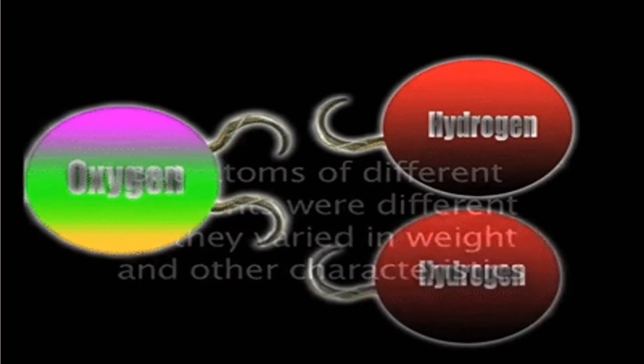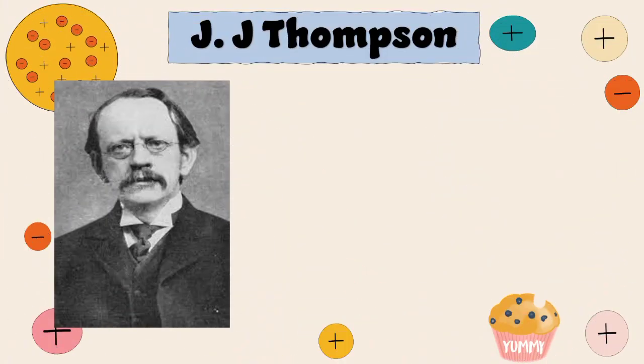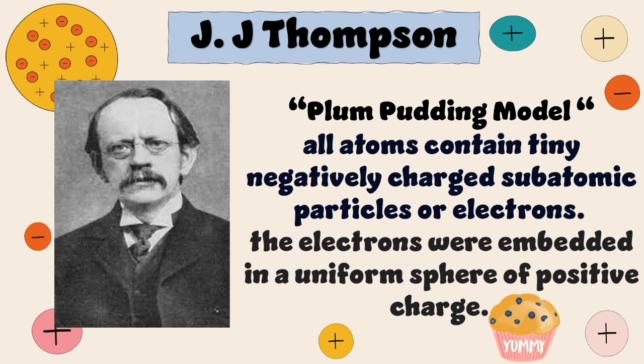The next one is J.J. Thomson. He proposed the plum pudding model in the late 19th century. According to him, all atoms contain tiny negatively charged subatomic particles, or electrons. The electrons were embedded in a uniform sphere of positive charge. This is how the plum pudding model of atoms looks like.